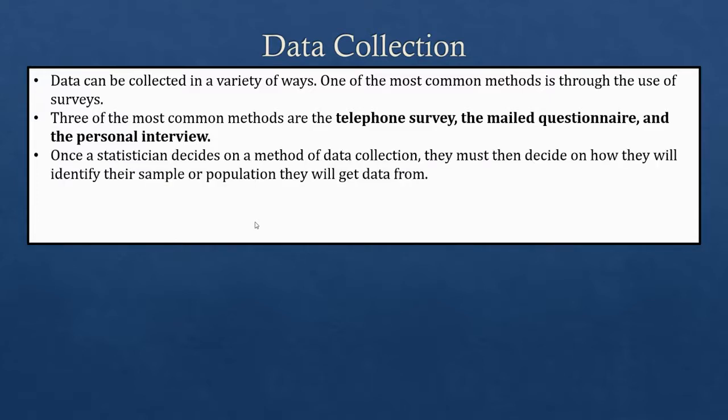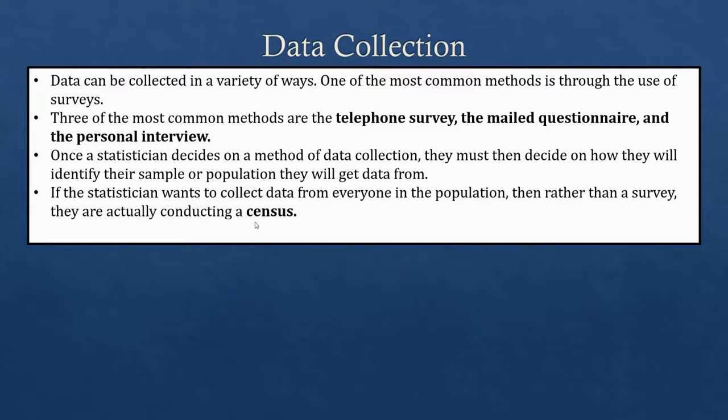Once a statistician decides on a method of data collection, so whether you want to call people, mail out a questionnaire, or just talk to them face to face, most statisticians are going to be using a personal interview, doing it face to face. But occasionally, you could do it over the telephone or mailed questionnaire. We can do digital surveys now as well. Once we've decided on that, now we have to identify how we're going to get our sample, or if we're lucky, a population. If the statistician is fortunate enough to be able to collect data from everyone in the population, then rather than calling that a survey, they're actually conducting a census.